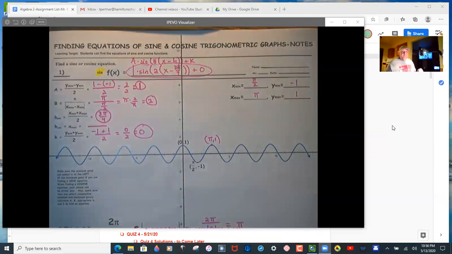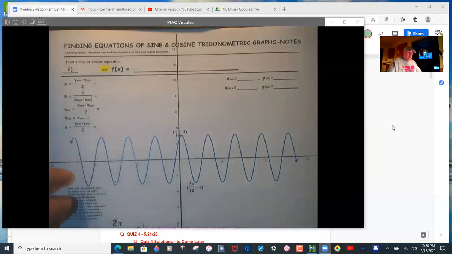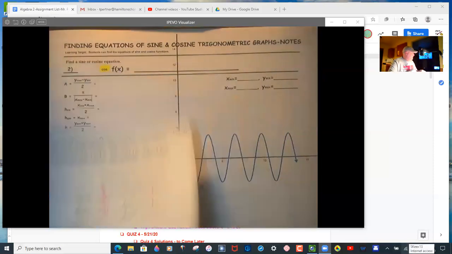So speed up. I'm going to get these, talk a little bit about them, go through these pretty quickly, and then generate the equation. And you have 8 of these to do because they do require a little more practice.